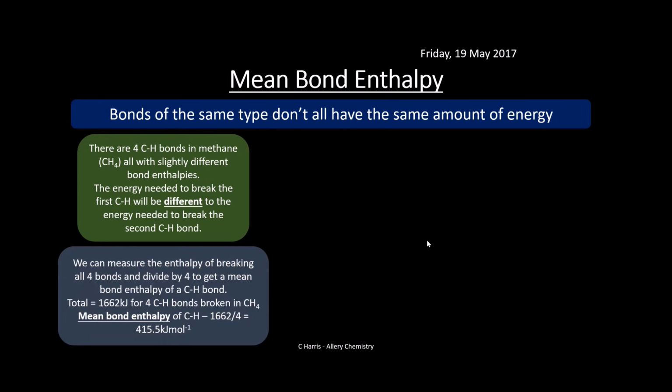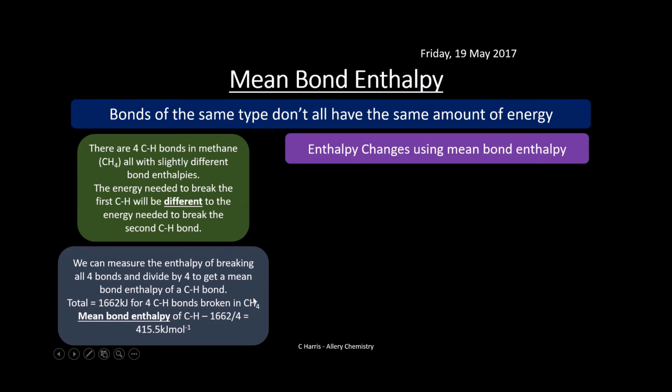So if we have a look, here's the example. If we measure the enthalpy of breaking all 4 bonds and divide it by 4, we get a mean bond enthalpy of the CH bond. For example, if we have a total of 1,662 kilojoules for the 4 CH bonds broken in CH4, then the mean bond enthalpy will just be 1662 divided by 4, because we've got 4 of these, and that would give a mean bond enthalpy of 415.5 kilojoules per mole.